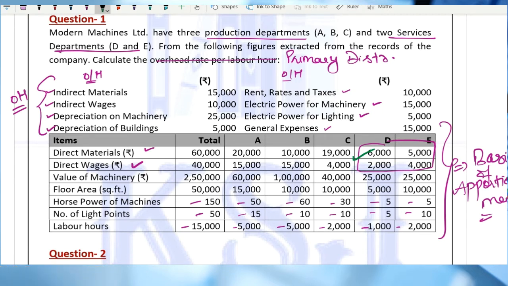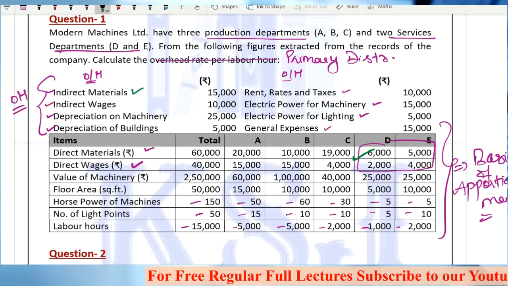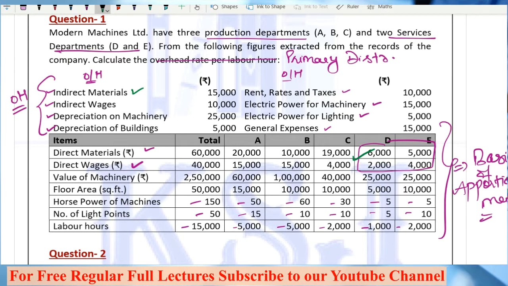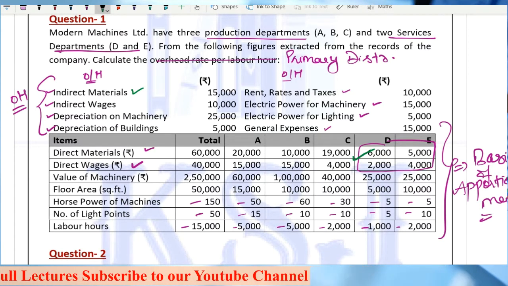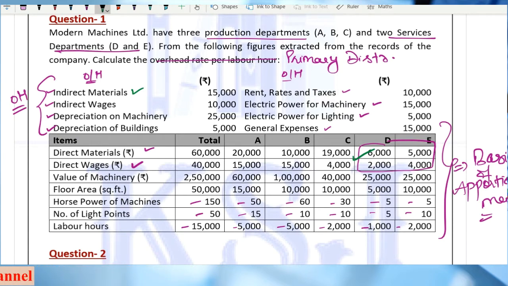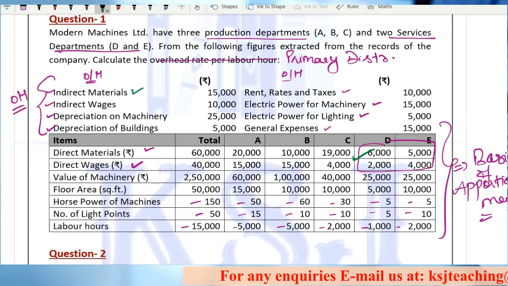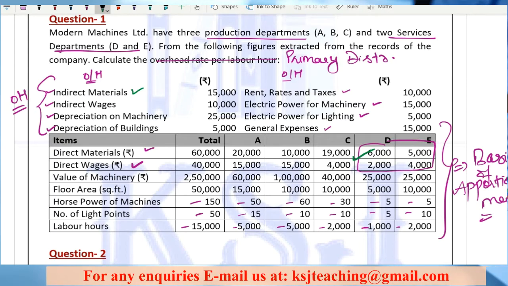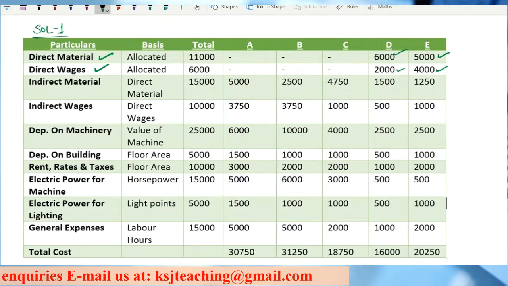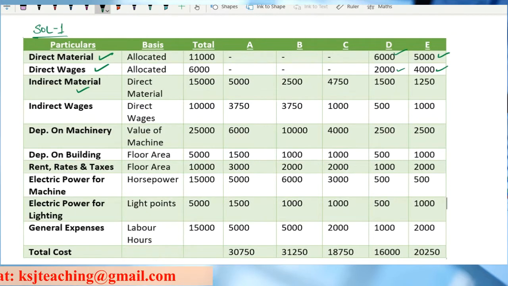Coming to the apportionment of overheads, not absorption, the apportionment of overheads. Now, what are the overheads? Sir, first overhead is indirect material. Now, check your notes. Check the handbooks, check your notes. How to distribute this indirect material of 15,000? On what basis we have to distribute this indirect material? Tell me. Sir, it is to be distributed in the ratio of direct material, between A, B, C, D and E. Right, sir. So indirect material will be distributed on the basis of direct material.